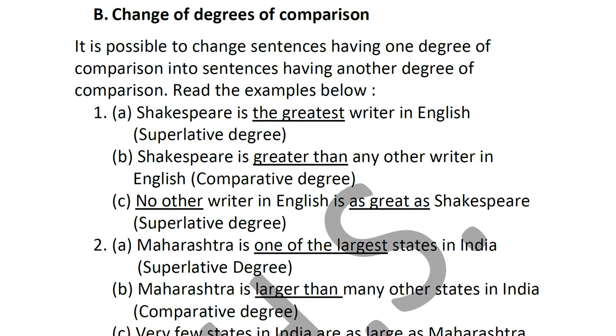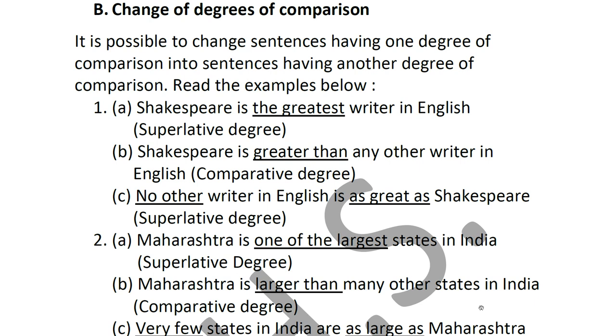It is possible to change sentences having one degree of comparison into sentences having another degree of comparison. Read the examples below. Shakespeare is the greatest writer in English. It is superlative degree. Shakespeare is greater than any other writer in English. Comparative degree. No other writer in English is as great as Shakespeare.